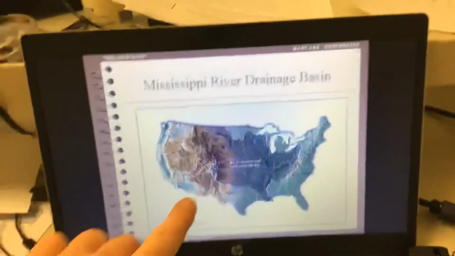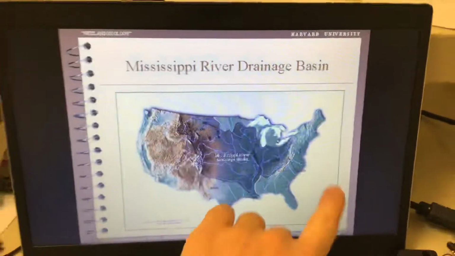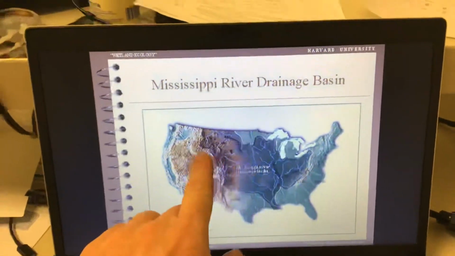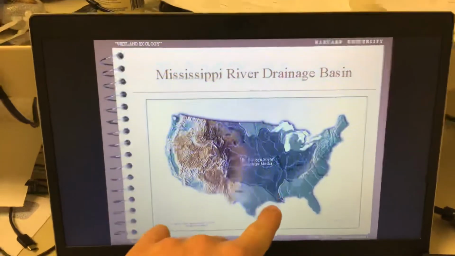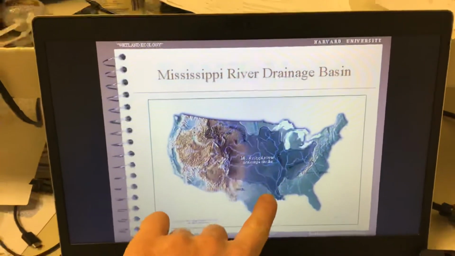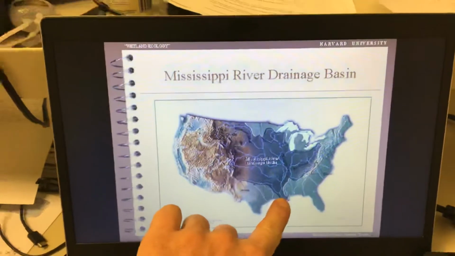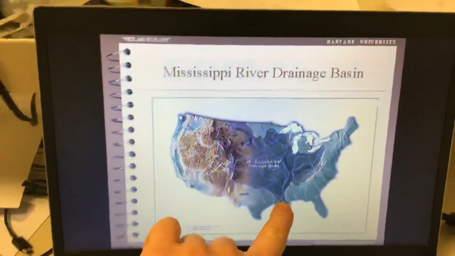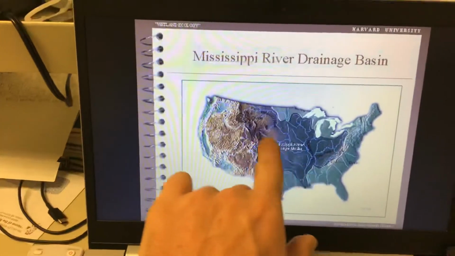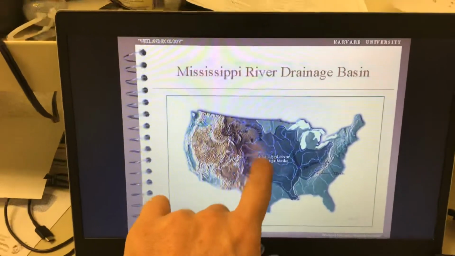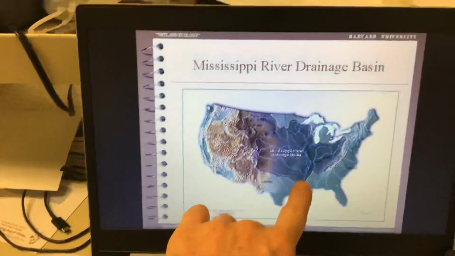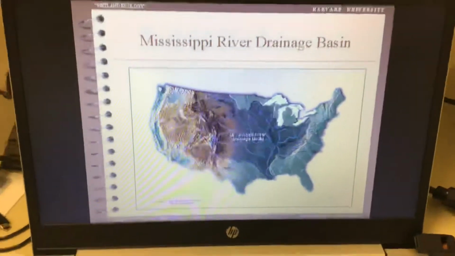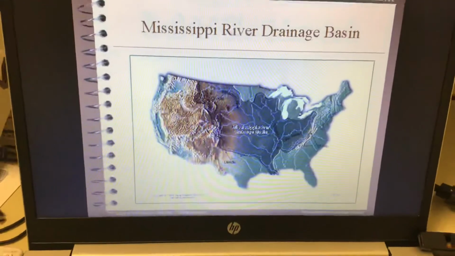All right, so this isn't the greatest map, but here's the Rockies, here are the Appalachian Mountains. Everything in between is going to find its way into the Mississippi River, which will dump out right here in the Gulf of Mexico. Almost all of this, every little river will dump into a bigger river, which is a tributary to the Mississippi.